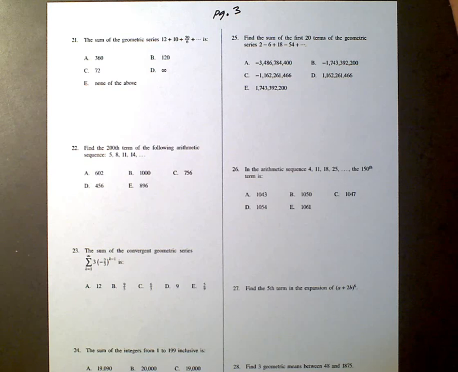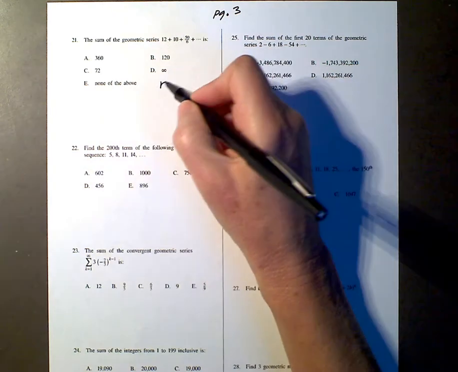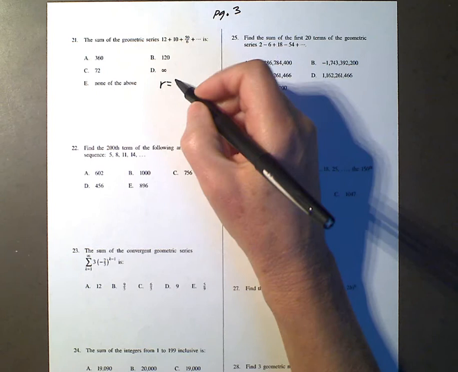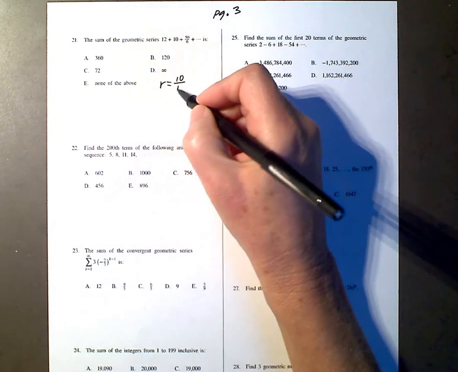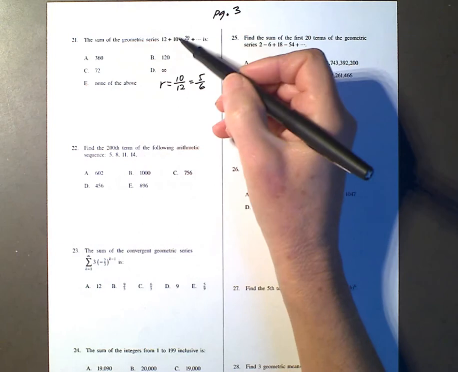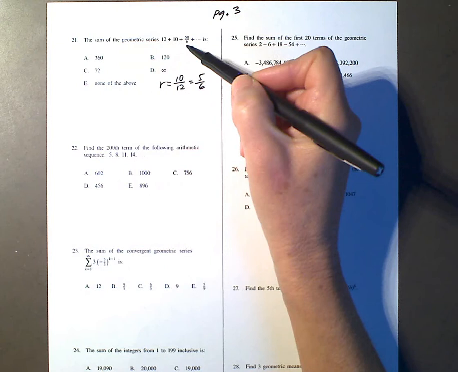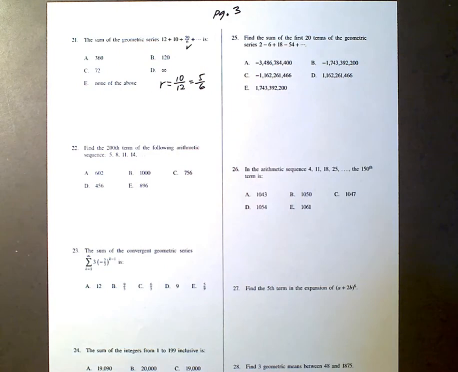Alright, this is page 3 of the Chapter 11 review worksheet, and in the first problem here, number 21, we're supposed to find the sum of this geometric series. So, if I want to first find the common ratio, if I take the second term and divide it by the first term, 10/12, that will simplify to 5/6. And if I check it out, if I multiply 10 by 5/6, I do get 56, which is the third term, so that must be correct.